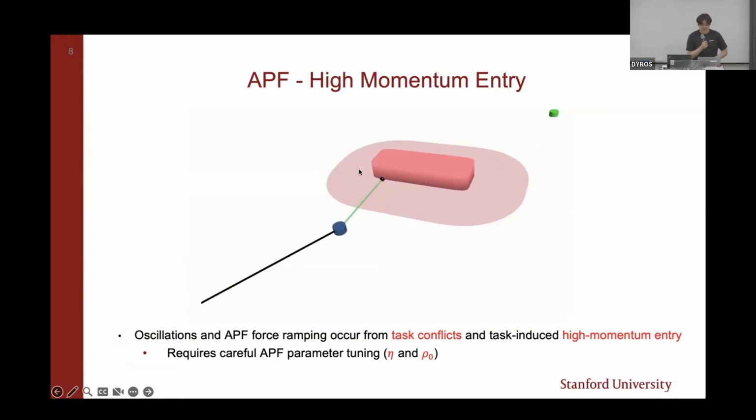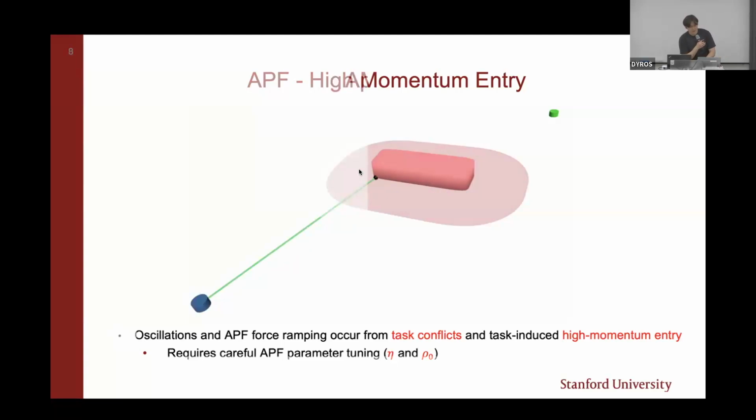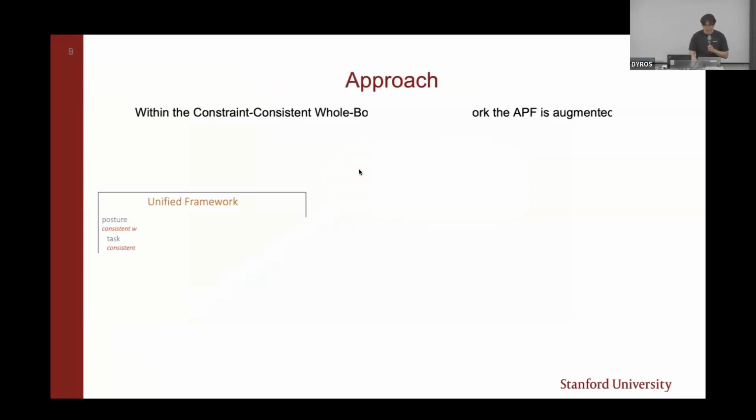So in conventional APF implementations, this necessitates careful parameter tuning to mitigate this behavior for a variety of scenarios, which includes highly nonlinear, high degree of freedom systems under constraints. So let me talk about the approach to address the previous issues.